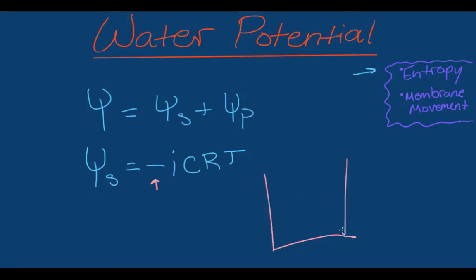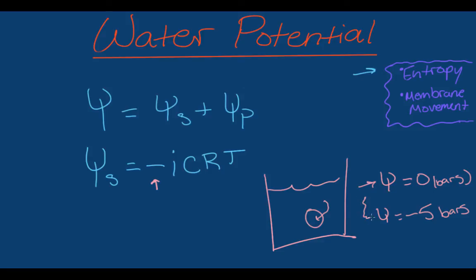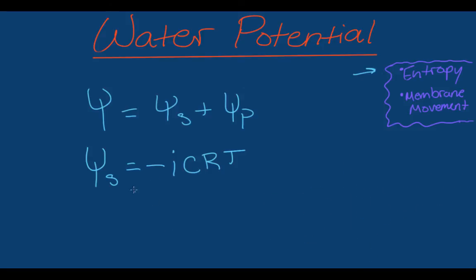So let's say we have a beaker with a cell in it, and it's in pure water. So this means the water potential of the beaker equals 0 bars. And say the cell has negative 5 bars. Water is going to flow from the beaker to inside the cell here, because it's going to go from higher down to lower. Solute potential is much more confusing than pressure potential.